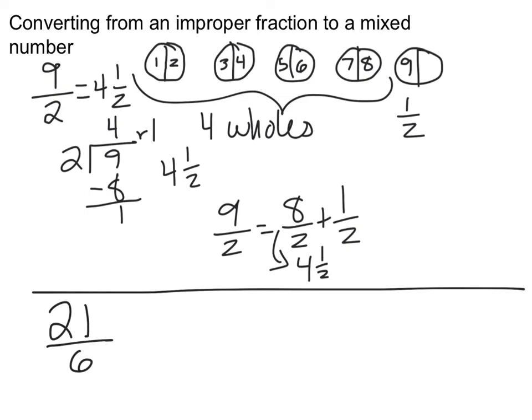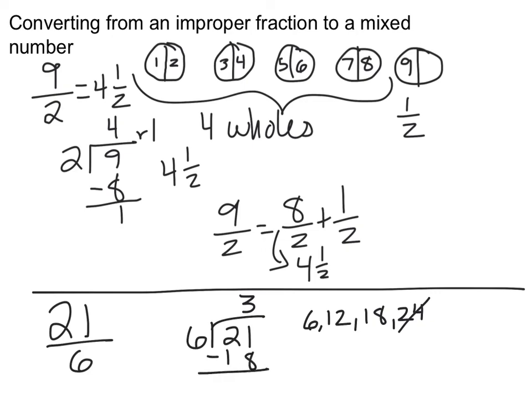When I did this one, I wanted to think about how many times 6 goes into 21. So I wrote it out as long division. How many times does 6 go into 21? Well, it definitely goes in once, that would be 6. Definitely goes in twice, that would be 12. Definitely goes in 3 times, that would be 18. Does it go in 4 times? That would be 24. No, that's too big. So it goes in 3 times, and 3 times 6 is 18, leaving us with 3 as a remainder.